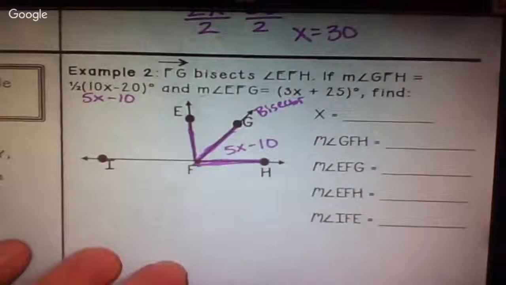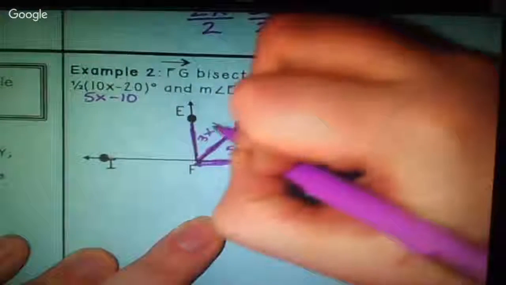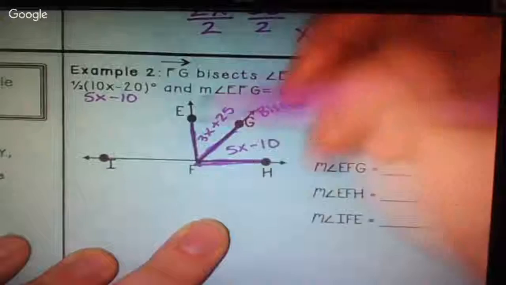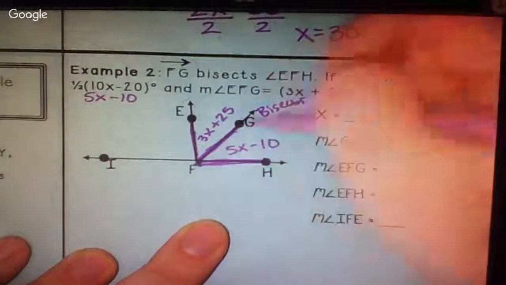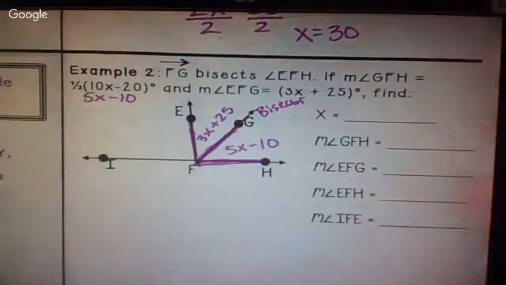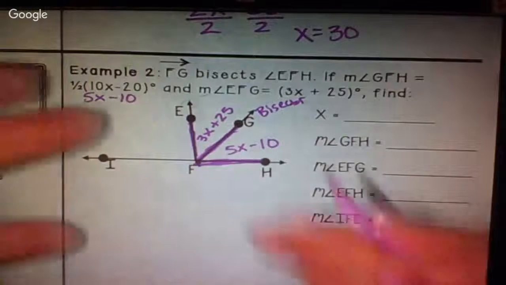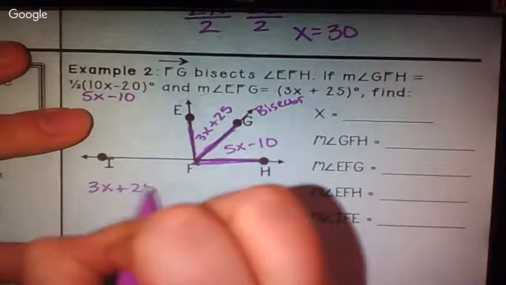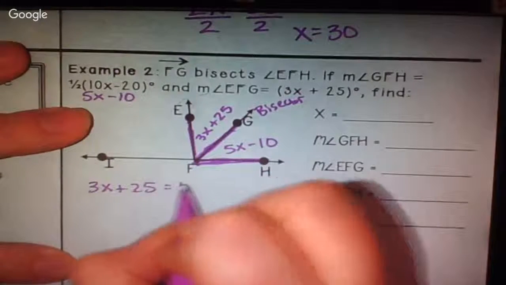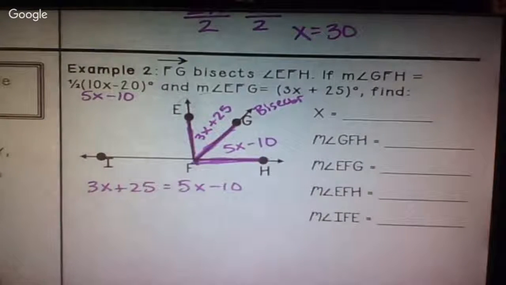Okay, it then tells you EFG is 3x plus 25. So that's what forms your angle. Well, if FG is a bisector, then what do we know about those two angles? They're the same, so they're equal. So let's solve for x. 3x plus 25 equals 5x minus 10. If they're the same, they are equal.